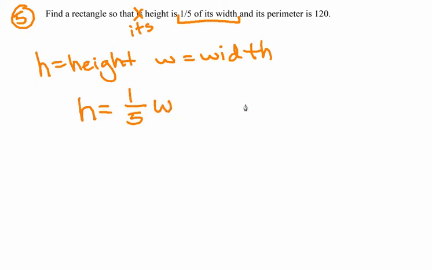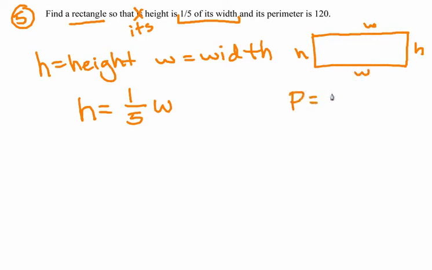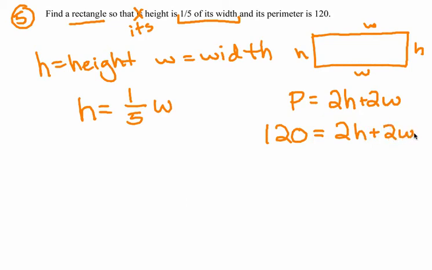We also know that its perimeter is going to be 120. Well, we're dealing with a rectangle, okay? And a rectangle has the height here, the width, and the width. And so its perimeter, capital P, is h plus w plus w, which we can write as 2h plus 2w. And we know that the perimeter needs to be 120. So another equation we have is that 120 equals 2h plus 2w.